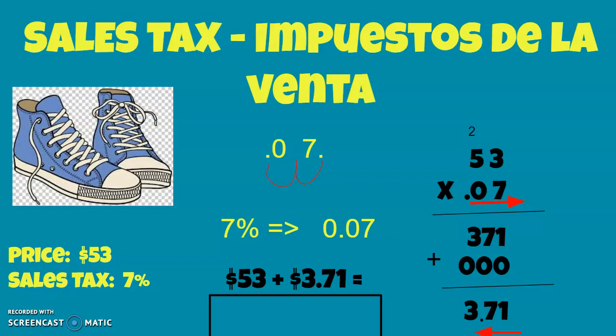So now to find my answer of how much I'm going to pay for the shoes in total, I'm going to add the price plus the taxes. Ahora, para saber cuánto dinero voy a pagar por los zapatos, voy a sumar el precio más los impuestos de la venta. So $53 plus $3.71 is $56.71.